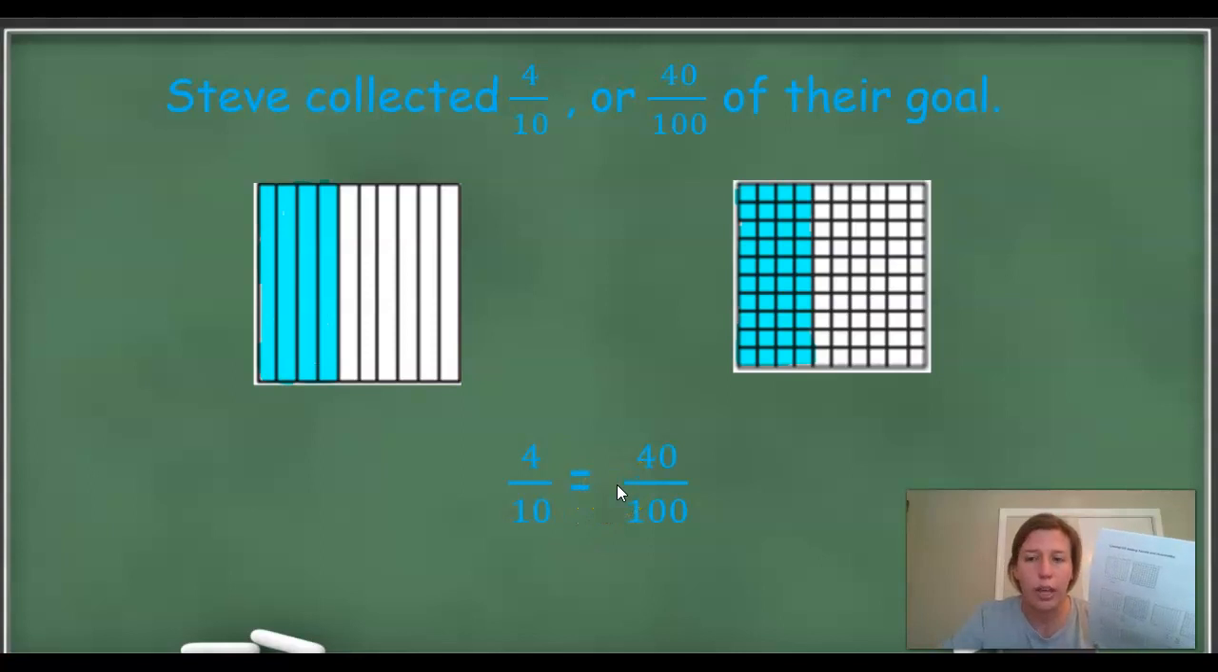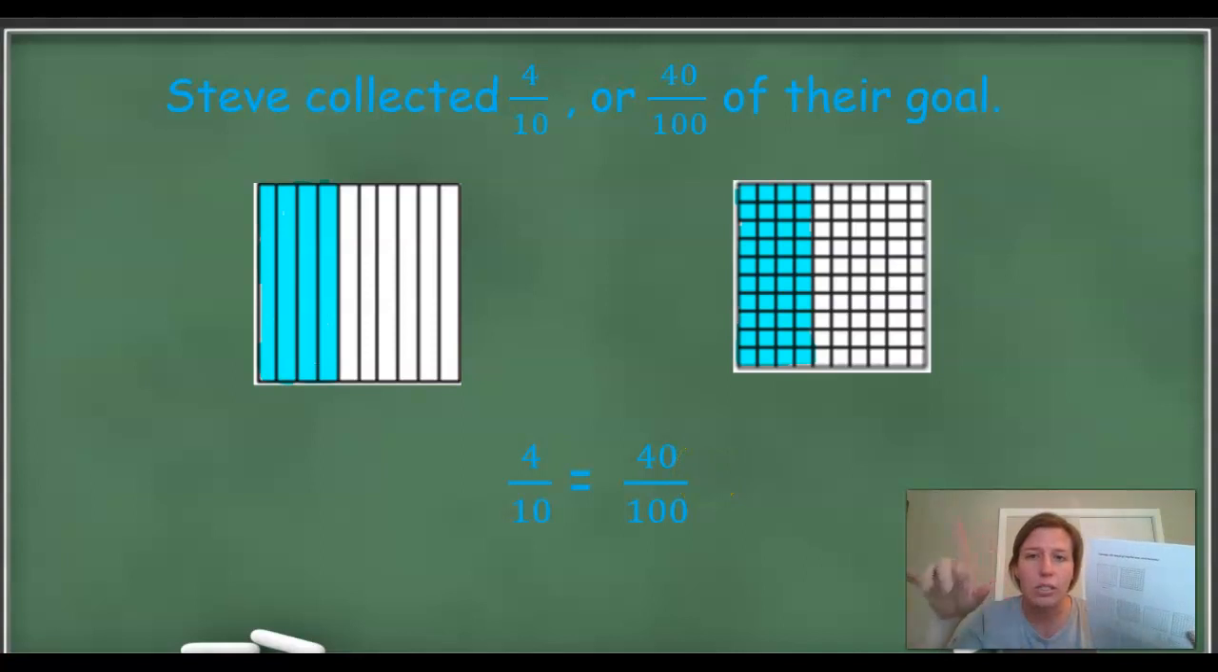And if we check that with multiplication with an equivalent fraction, if you go across, 10 times 10 gives you 100. Since we times the bottom by 10, times the top. What's 4 times 10? 40. So that gives you 40 hundredths. So Steve collected 40 hundredths.